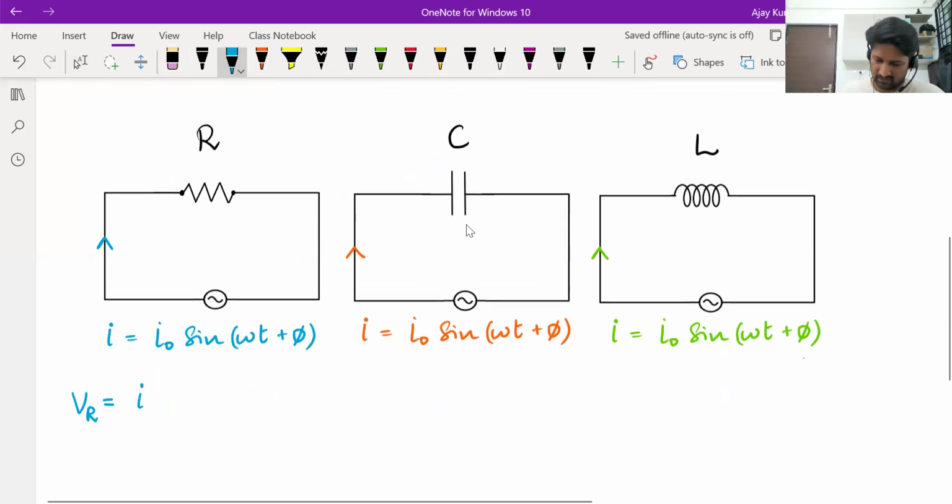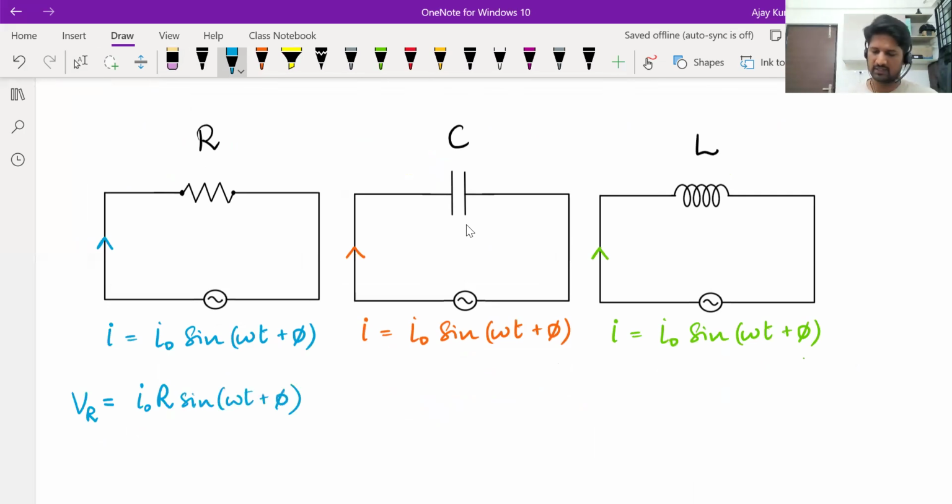So we'll write that here. And we know the current equation. We are now expected to write the voltage equation. Across a resistor, the alternating current and the alternating voltage will be in phase with each other. So whatever is the phase of the current, the same will be the phase of the voltage function also. Sin omega t plus phi, you can write as it is. So if you know the current equation, you can write the voltage equation. That is what I am trying to tell you here. This becomes E naught value. I naught R is E naught in this case.